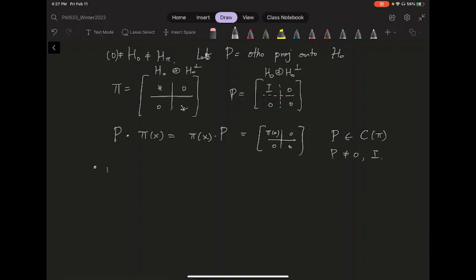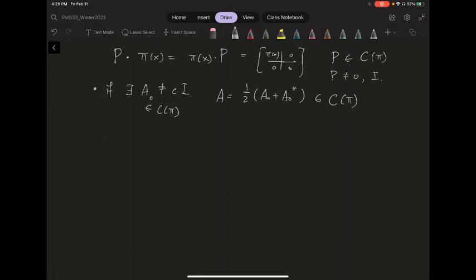And for the other direction, if you can find some operator, let's say A0, not equal to C times the identity, then first of all, you can find some self-adjoint operator that's not a multiple of the identity. So let's say A is equal to half of A0 plus the A0 conjugate. I should say A0 is inside C of pi. Because you have a star algebra structure on C of pi, you have these self-adjoint operators. And so this A is actually a self-adjoint operator.